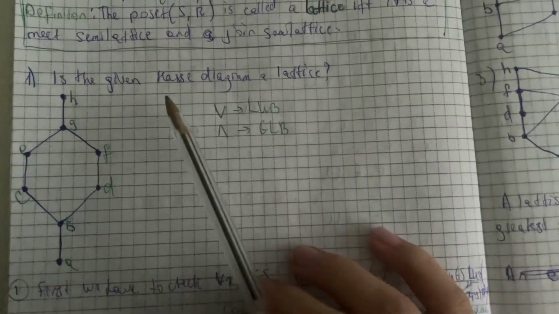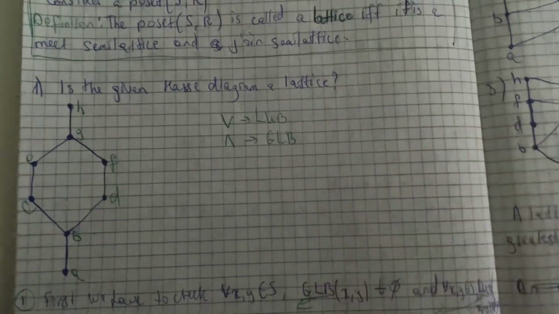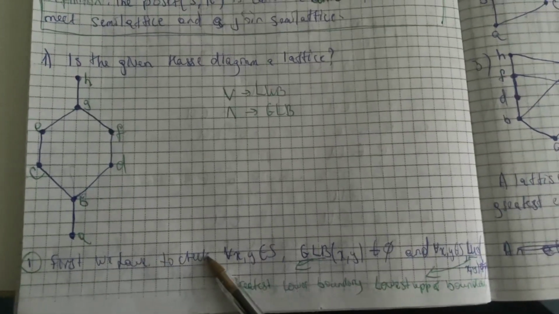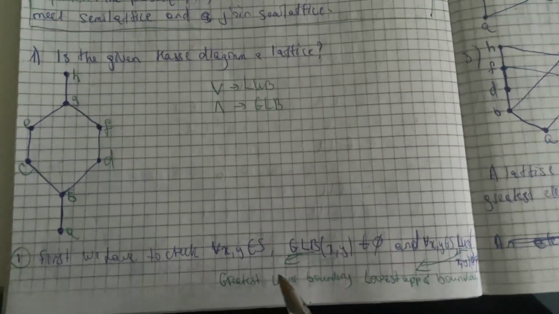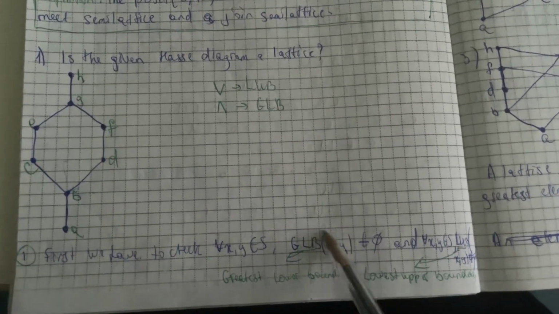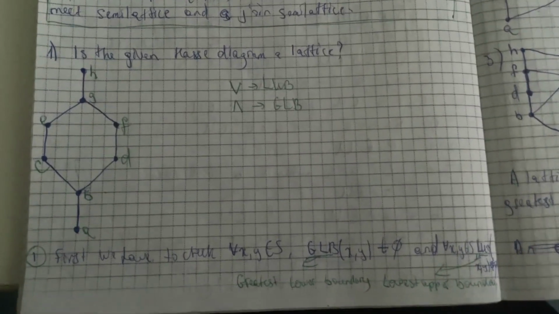Is a given Hasse diagram a lattice? This is our Hasse diagram and lattice. So what is a lattice? Basically, a lattice means that if there exist a greatest lower bound and a lowest upper bound, then it is considered a lattice.